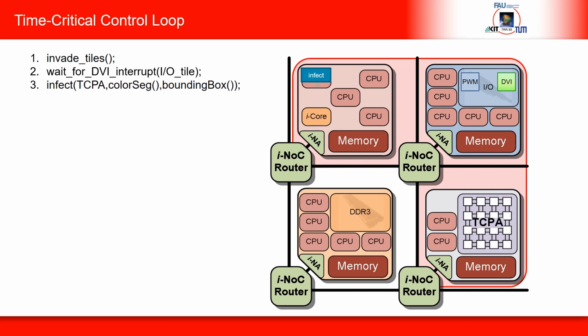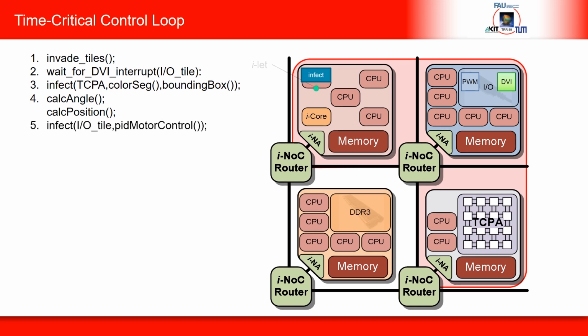In step 4, the main program calculates the current position and angle of the pendulum and calls an infect of the I/O tile to execute the PID controller using these values. Step 5: the control loop terminates by the main program returning to step 2 and waiting for the next image frame to arrive from the camera.